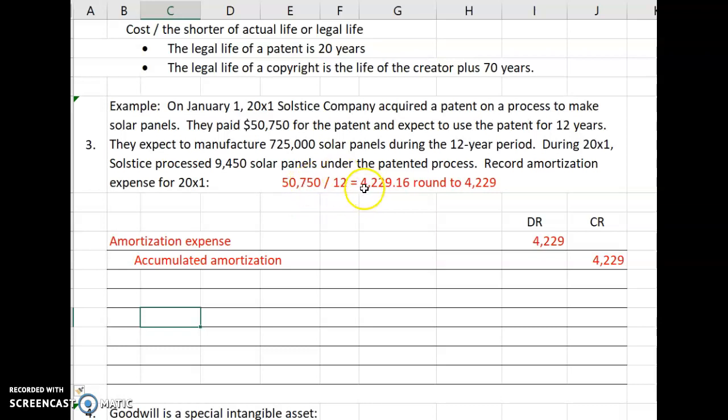50,750 divided by 12 is $4,229.16 per year. We did acquire the asset on January 1st, so it'll be a full 12 months amortization expense in the first year. And I didn't give any rounding instructions, so if you recorded it using 4229.16 or 17, that's totally fine. But I'm going to round to $4,229 in my solution. Debit amortization expense, credit accumulated amortization, $4,229, debit and credit. And that's all there is about amortization expense.